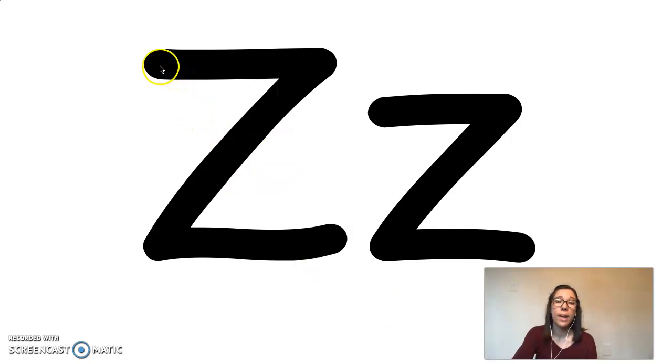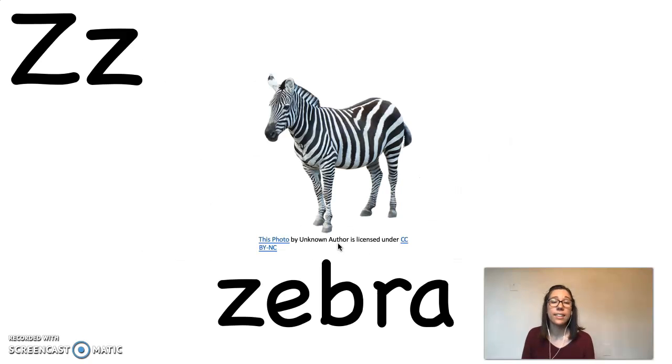Z is formed by taking your pencil, drawing straight across, a diagonal down, and straight across again. Lowercase z is formed the same way, but it is smaller. Z says z, as in zebra. Z is zebra. Excellent job, friends.